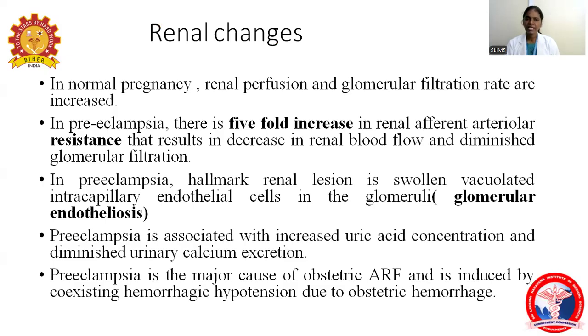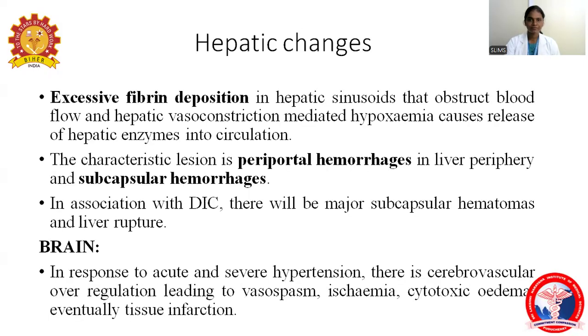Coming to the renal changes. In normal pregnancy, renal perfusion and glomerular filtration rate are increased. But in case of preeclampsia, there is a five-fold increase in renal afferent arteriolar resistance that results in decreased renal blood flow and diminished glomerular filtration. In preeclampsia, the hallmark of renal lesion is swollen intracapillary glomerular endothelial cells. There will be increased uric acid concentration also and decreased urine calcium excretion. Preeclampsia is a major cause of obstetric acute renal failure, induced by persisting hemorrhagic hypotension due to obstetric hemorrhage conditions like APH and PPH.